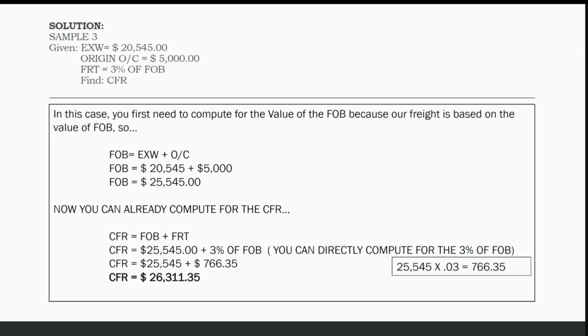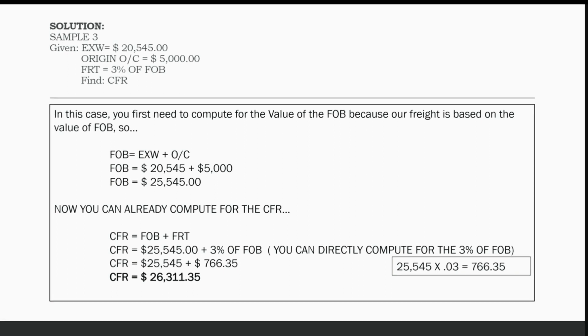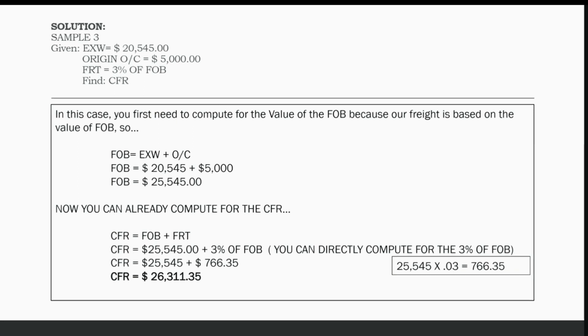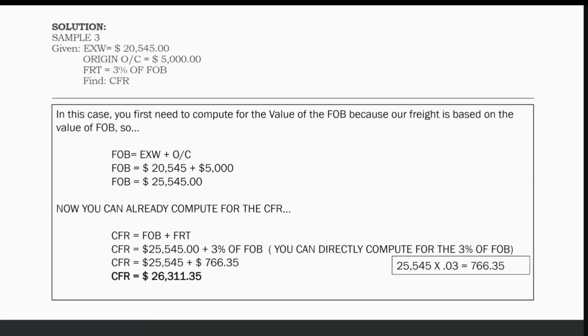Okay, now that you have the value of your FOB, you now need to get the value of your freight. Your freight is 3% of your FOB. So you just need to get the 3% of FOB. You multiply your FOB by 0.03, because you need to get a whole number for you to be able to multiply it to the FOB. When you multiply the FOB by 0.03, you are going to get 766.35 as your freight value.